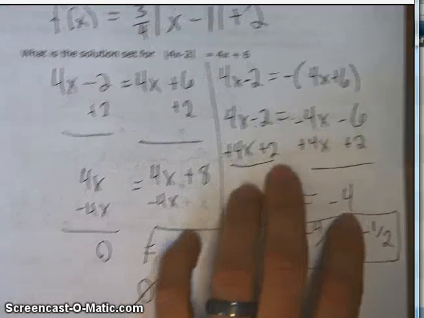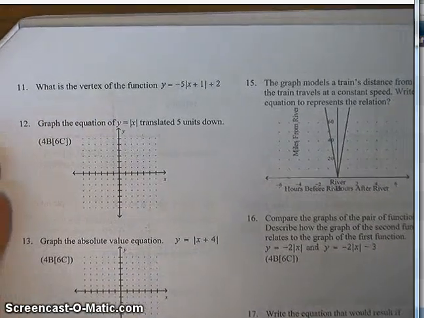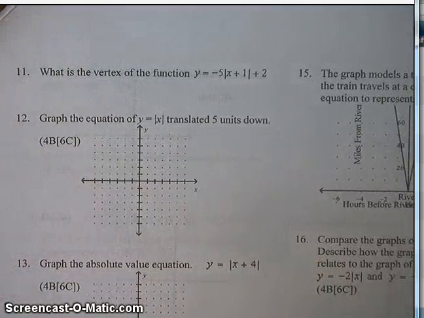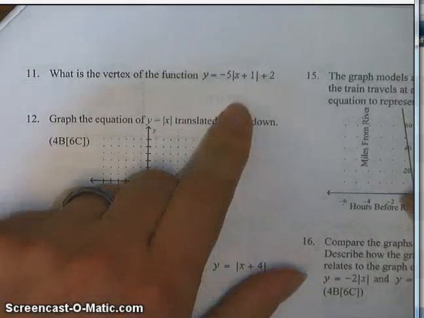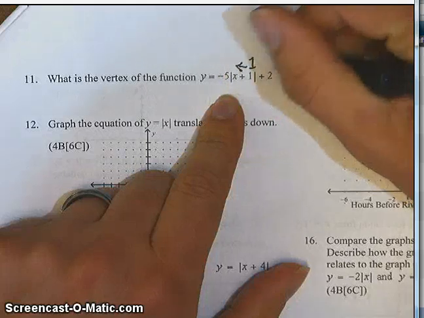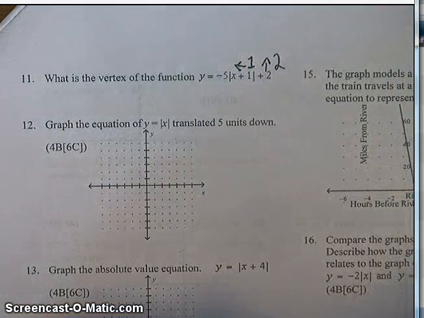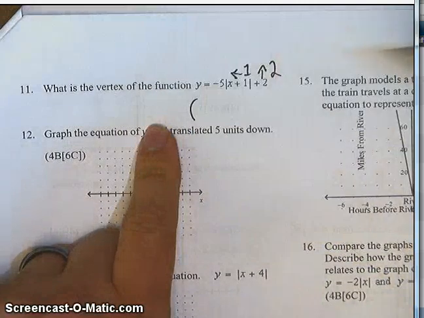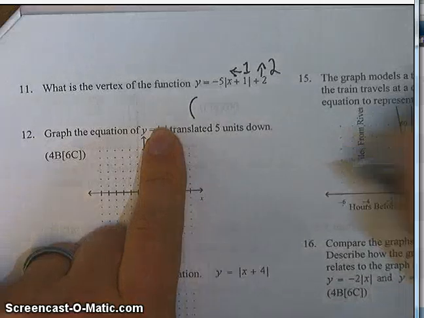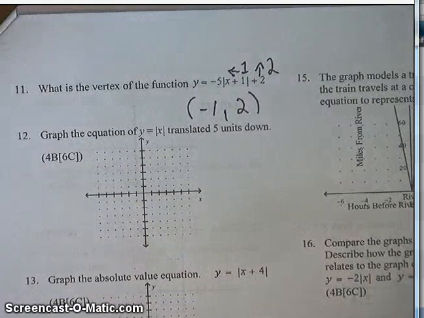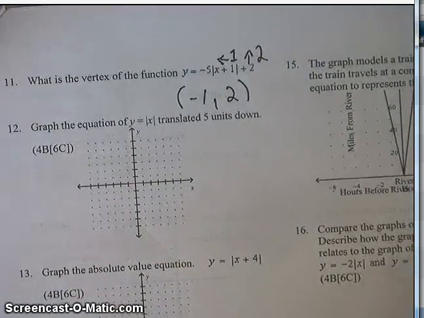Okay, that's all of the long problems. Let's talk about number 11 now. What is the vertex of the function y equals negative 5 absolute value of x plus 1 plus 2? Well, you could go to the trouble of graphing this thing, or you can just realize this thing has been shifted left 1 and up 2 from 0, 0. So if I went left 1 and up 2, that means the vertex, the starting point of the absolute value function, is at negative 1, comma 2. So you don't actually need to do any graphing to realize where the vertex is.